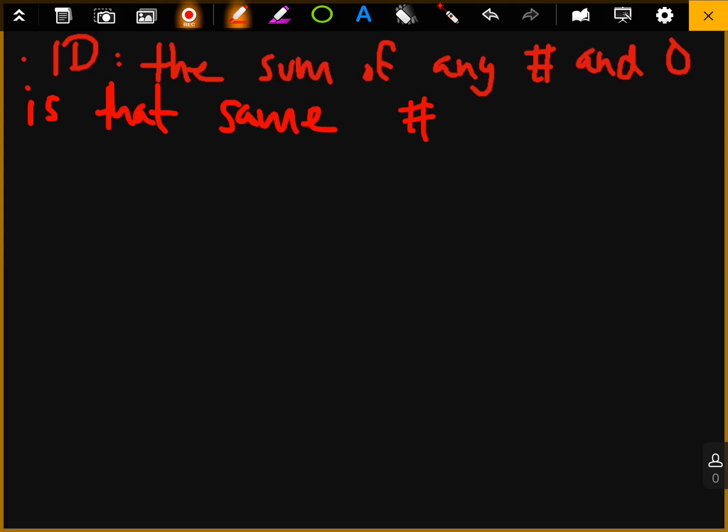And that's for addition. So, for example, if I have 5 plus 0, it's still going to be 5. That's all it is. It's a lot simpler than you think. All it's saying is, any number you add with 0 is going to be the same. That's all the identity property is.